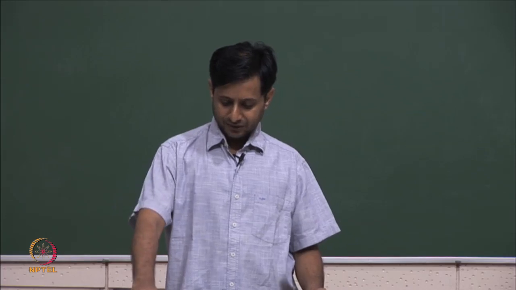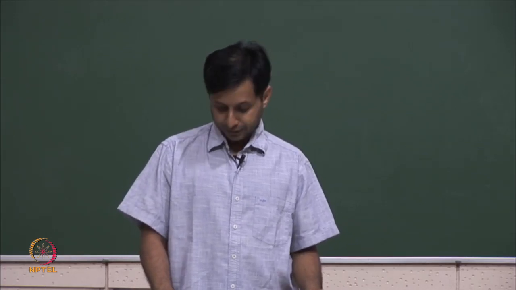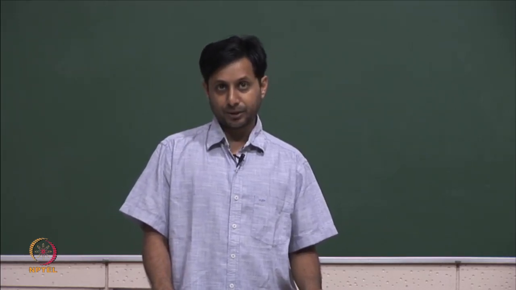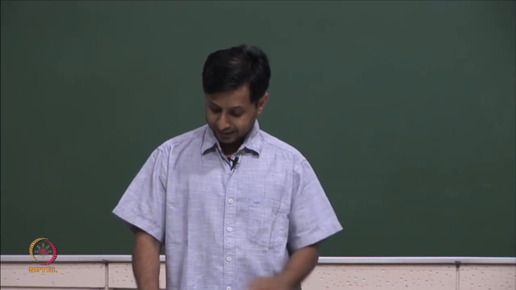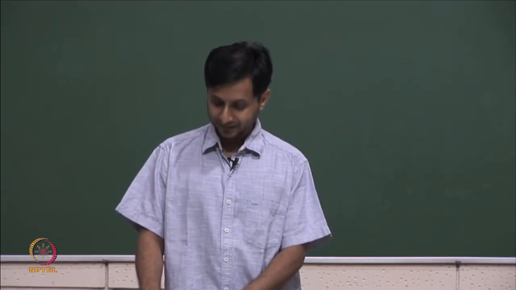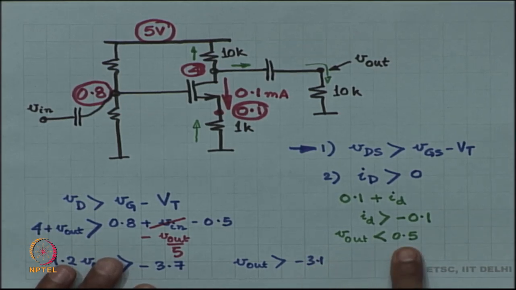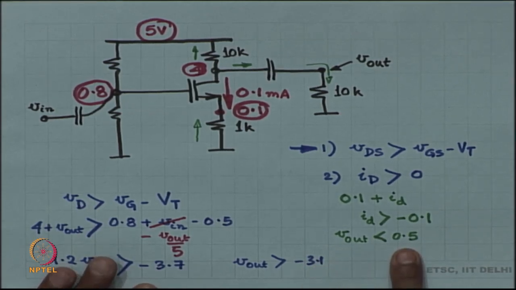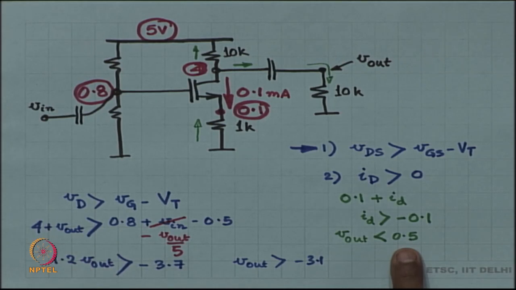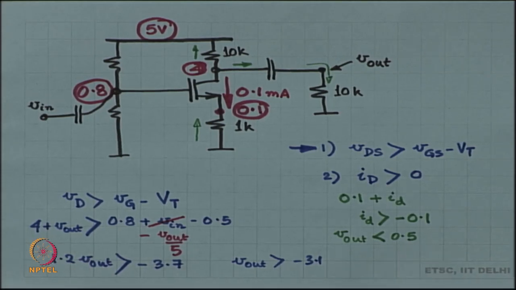Now, V out is allowed to go down to minus 3.1 volt. On the other hand, V out is allowed to rise by a maximum of 0.5 volts. So, the maximum it can dip is minus 3.1, the maximum it can rise is 0.5. What does this mean? What is the symmetric maximum amplitude of V out? It is only 0.5.